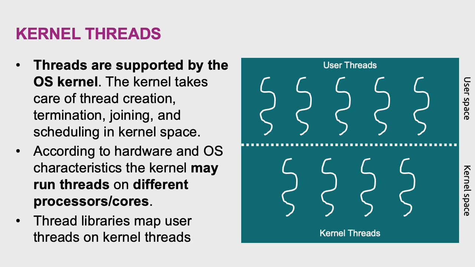According to hardware and operating system characteristics, the kernel may run threads on different processes and cores and may adopt different mapping approaches. In the following, we will discuss the many-to-one model, the one-to-one model, and the many-to-many model.